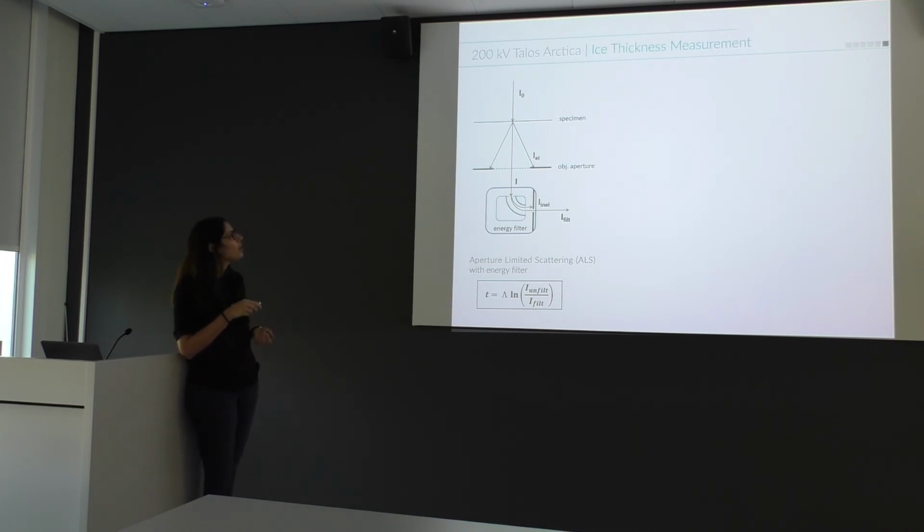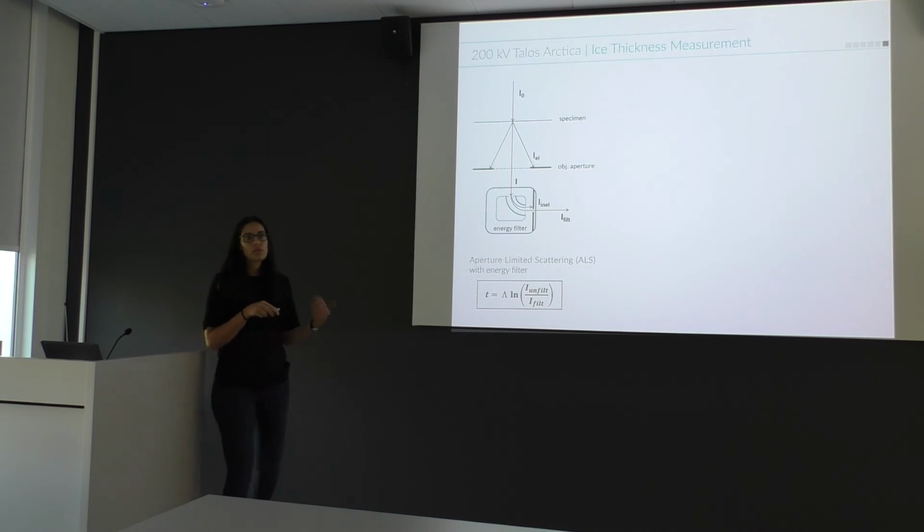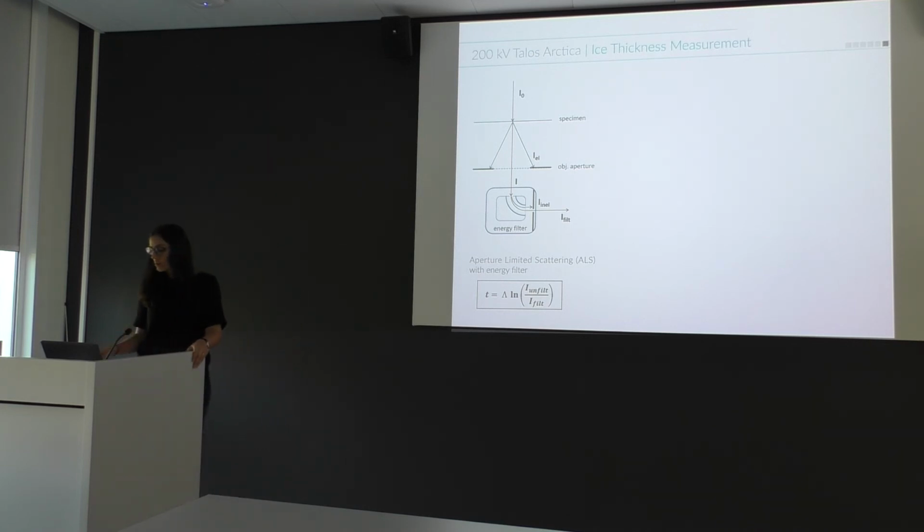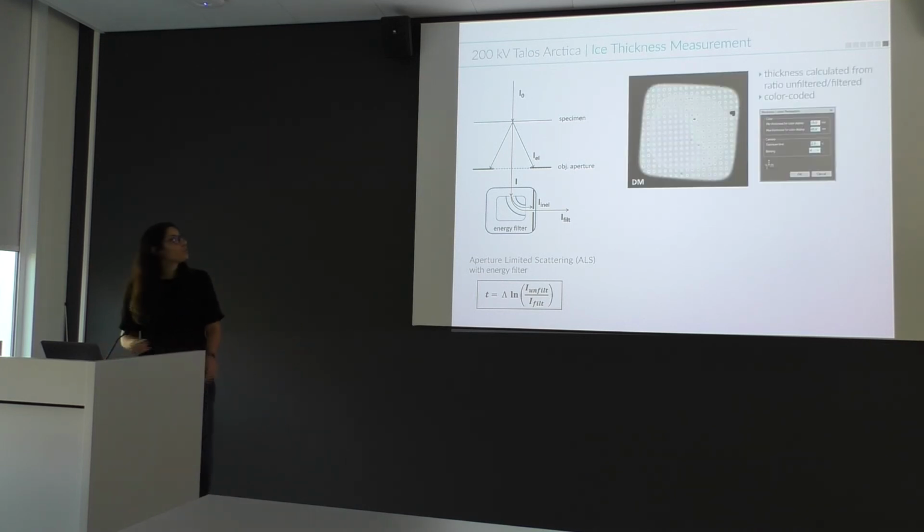So first of all, from the scattering of your object aperture, you would already have a difference in your incident beam to the scattered beam when it passes the specimen. But what really gives you a much better signal is if you have an energy filter, because you can then compare the incident beam without an energy filter and with an energy filter, and from this you can calculate the thickness of your specimen.